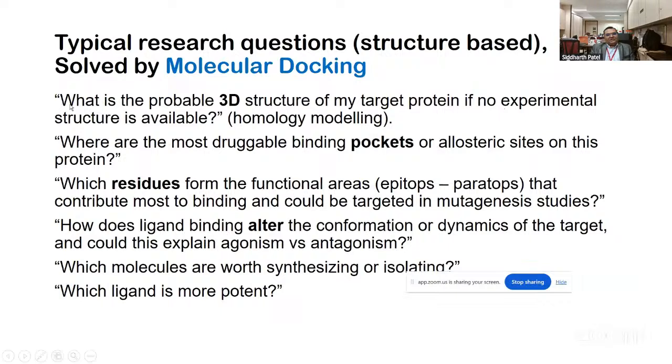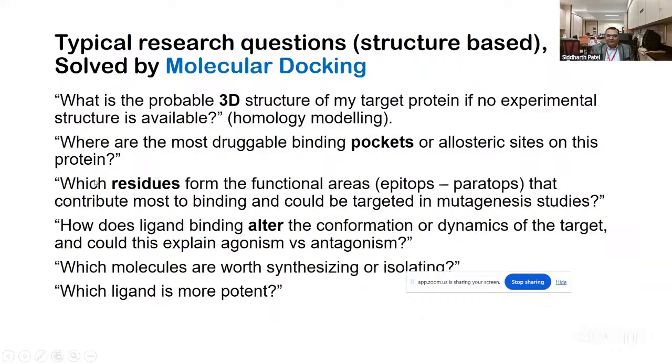What is the probable 3D structure of my target protein if no experimental structure is available? Many a times it happens that homology modeling is not possible because the 3D structure is not available on the PDB database. Right. In that case, you can prepare the 3D structure. There is another study, 3D structure preparation of the protein of interest.